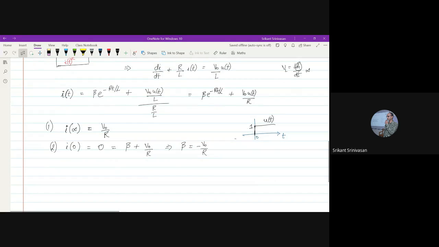Therefore, now I can tell the current: I of t is the sum of the two responses, the transient response and the steady state response. So I is beta V naught over R into U of t minus e power minus Rt over L.